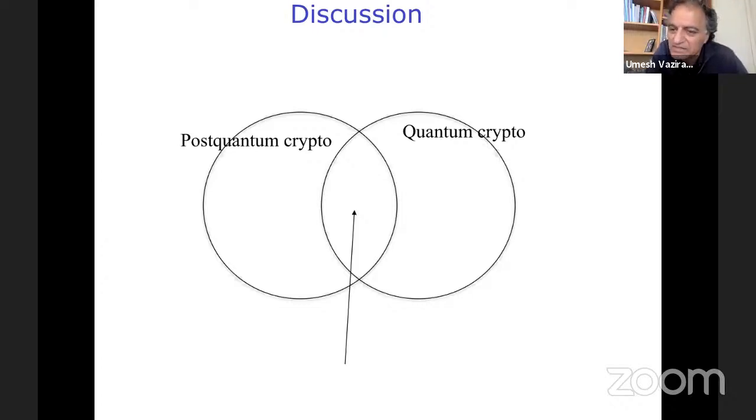Right. Another question: how is the computational Bell test result related to self-testing of a single quantum device under computational assumptions? This is a paper by Medgar and Vidic. Oh, I see.